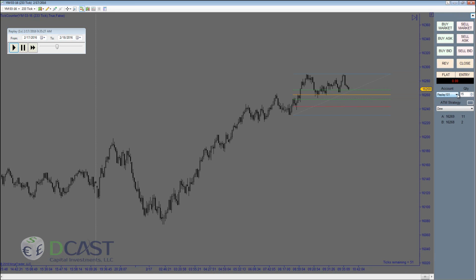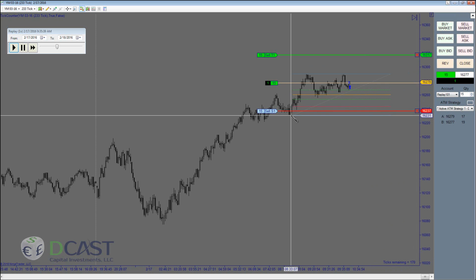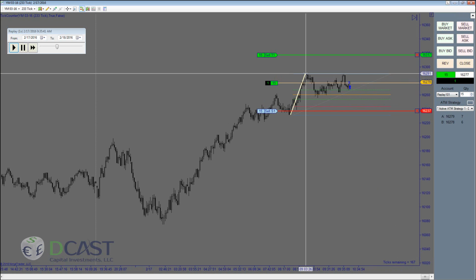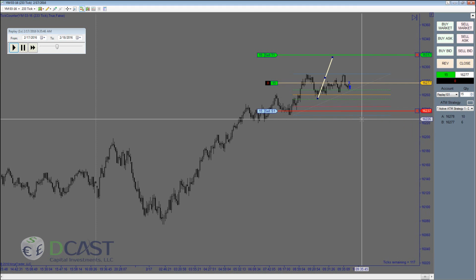We're going to open our trade here, replay Dow, 15 contracts. Okay, so we're going to get ready to look for a buying opportunity, and we got one there. Our stop is below the 78.6. Our expectation is a 1-to-1 to the upside, and we'll see what the market ends up doing.